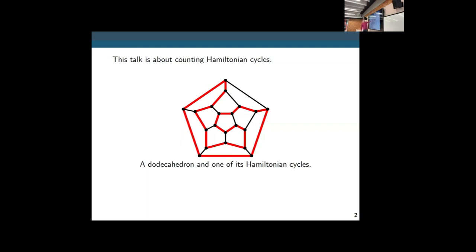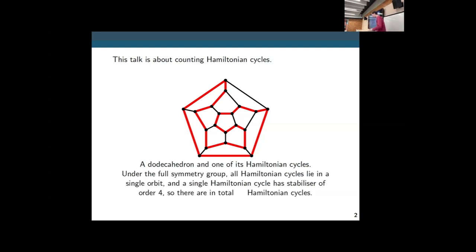So a cycle is something going vertex, edge, and so on, closing, not allowed to repeat anything. We've seen the definition of path in the first talk. And if that path closes and you visit everything, that's a Hamiltonian cycle. Is this clear? So the dodecahedron, we say it is Hamiltonian because it has a Hamiltonian cycle.